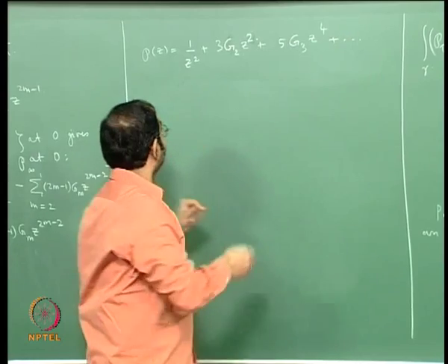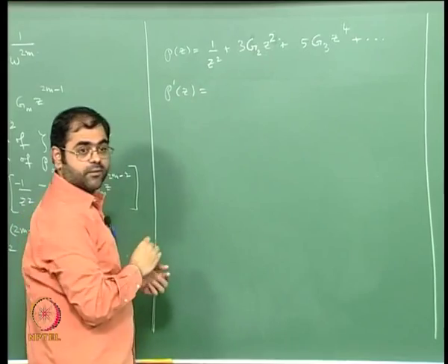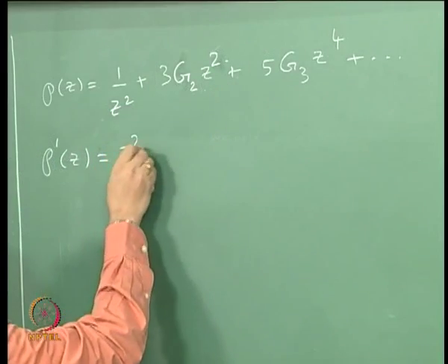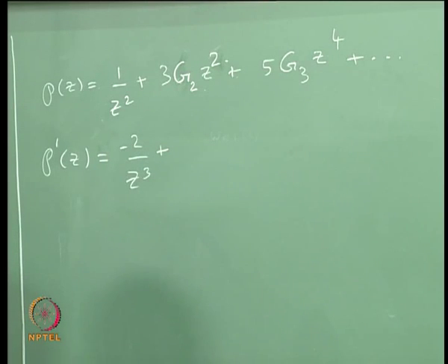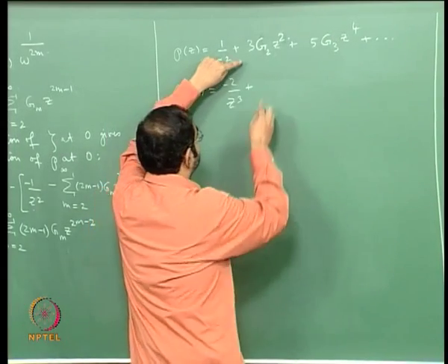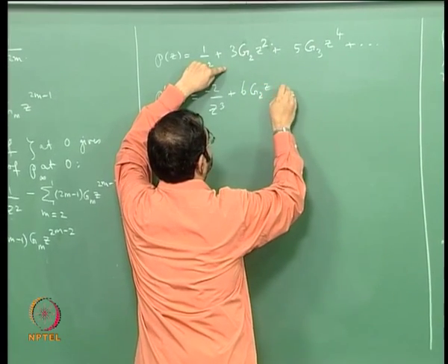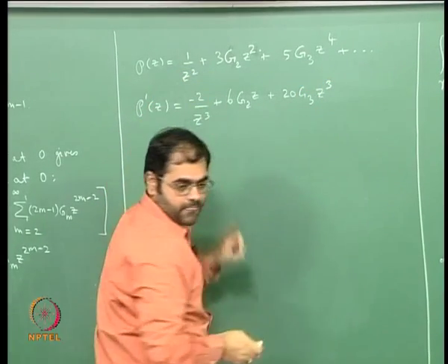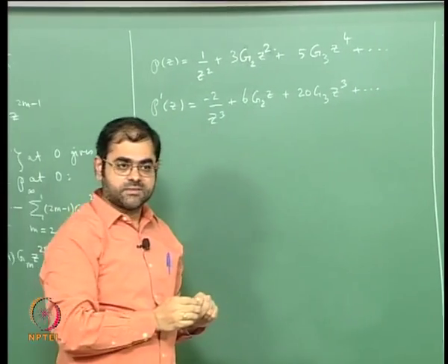So this is phi, then I calculate the derivative phi prime of z, okay. If I calculate the derivative I end up with, well, I will get minus 2 by z cube. I can do term by term differentiation because this is a uniformly convergent power series, I mean uniformly convergent Laurent series, and I will get 6 g2 z plus 20 g3 z cube. Yeah, I stop with that, I am not worried about higher order terms, okay.